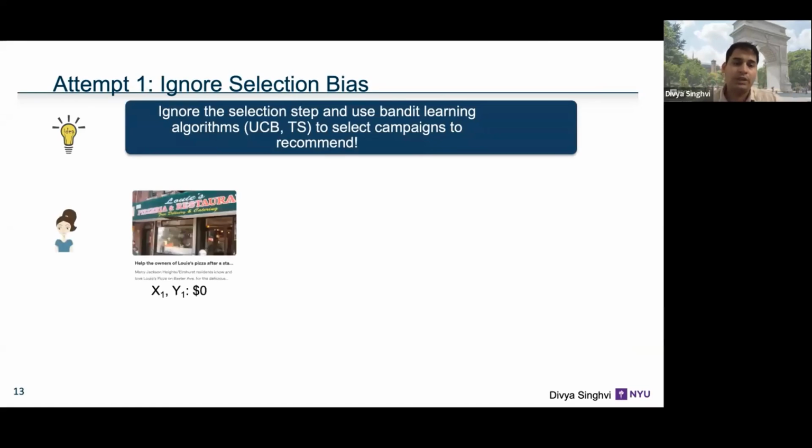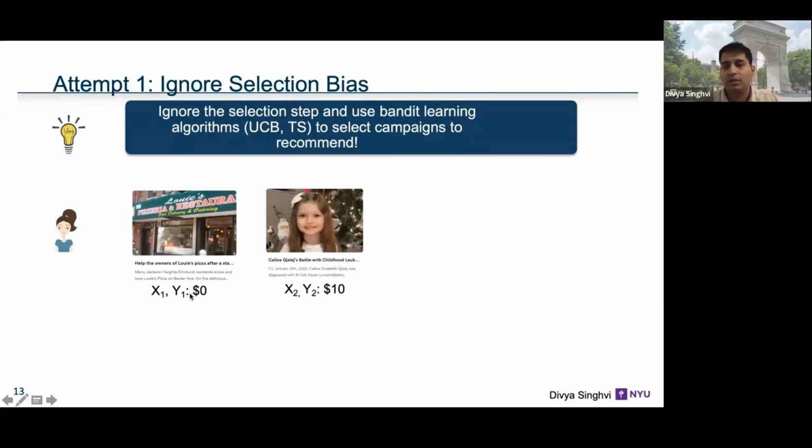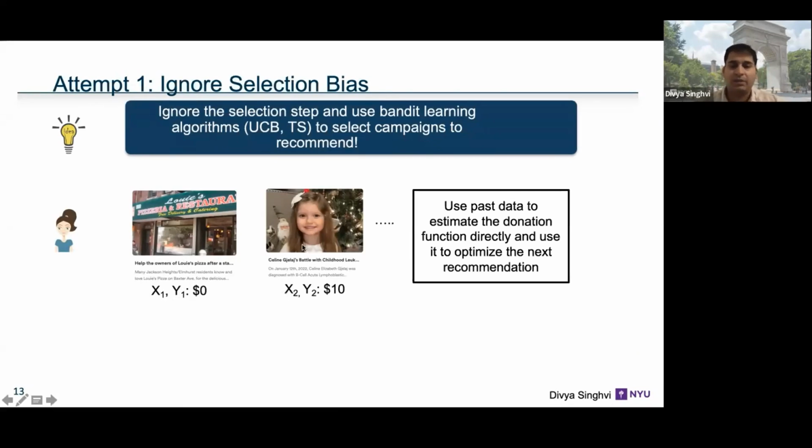What would that look like? Well, we have our donor. The donor comes in, the platform makes a recommendation. There is some donation observation that is made, which is conditional on what selection happened, whether the recommendation was selected or not. And we continue doing that. A second donor comes in, we again make a recommendation, and so on and so forth. All these algorithms, as I mentioned, are bandit learning algorithms. So they're trying to learn what to recommend using the data that is being generated.